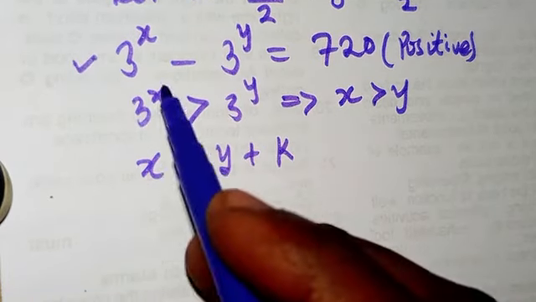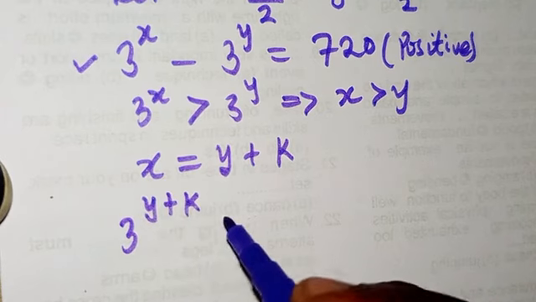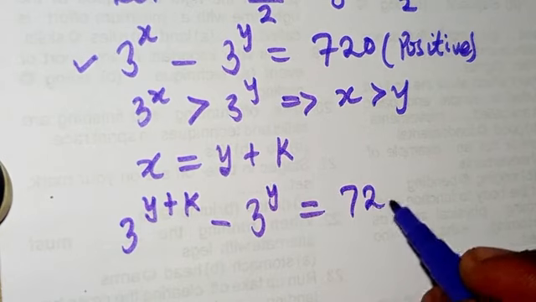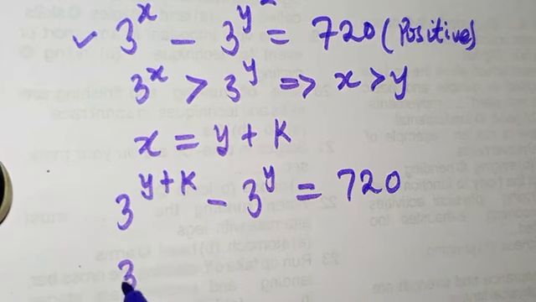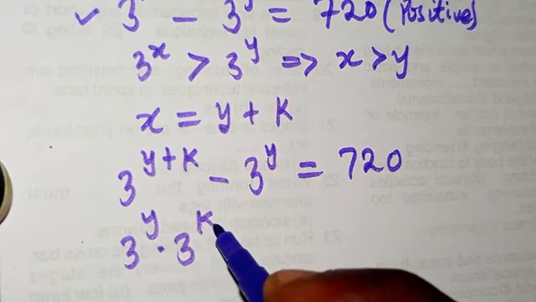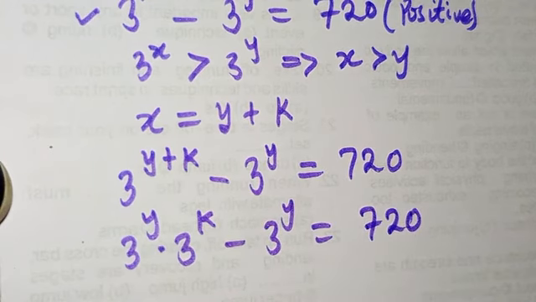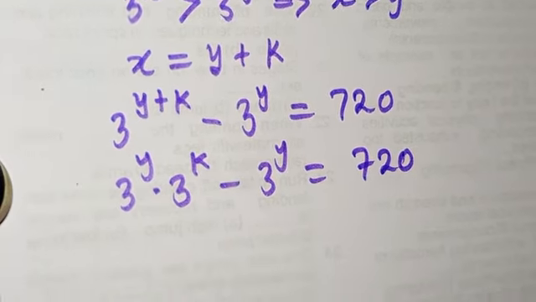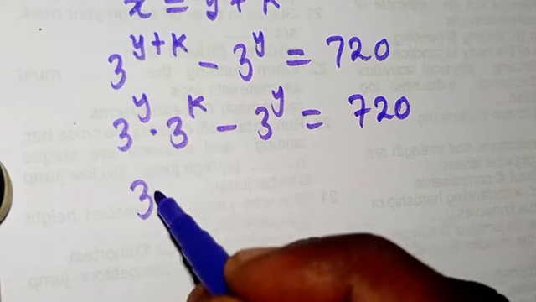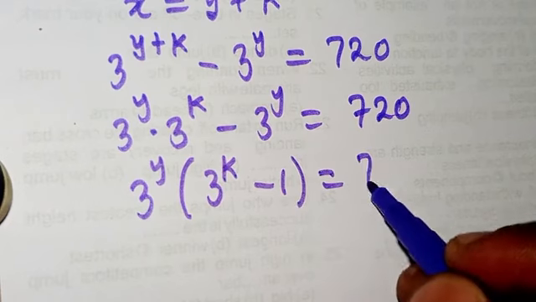So therefore, what we are going to do now, we are going back to this place. We are going to replace 3 to the power x by 3 to the power y plus k, then minus 3 to the power y equals 720. So we can rewrite this, from the law of indices, as 3 to the power y times 3 to the power k, minus 3 to the power y equals 720. So now from there, 3 to the power y is common. We are going to take 3 to the power y outside. Then we have 3 to the power k minus 1, then equals 720.